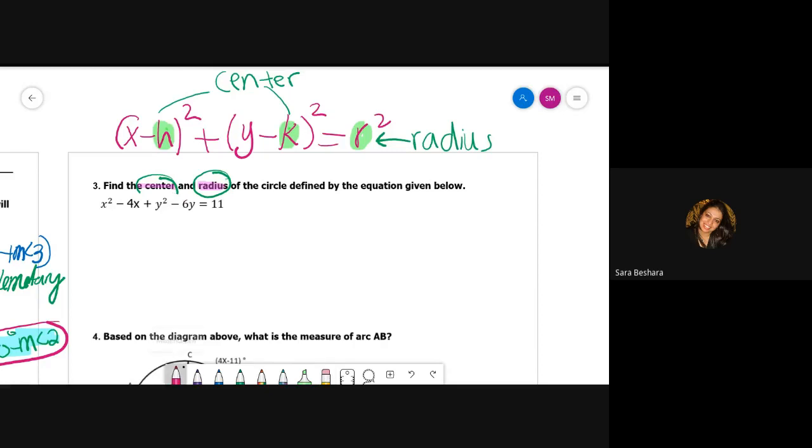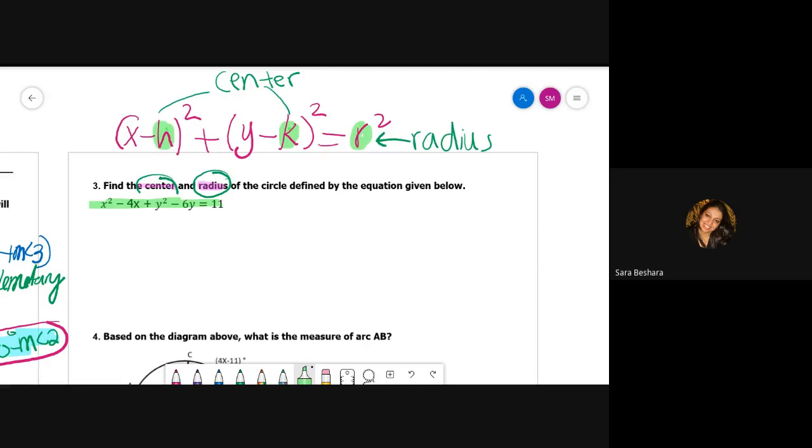Well, the equation is not given in standard form. The equation is given in general form, which means that you have to convert from the general form to the standard form to find the center and the radius. Now, how do I do that? We do it with a process that's called completing the square.